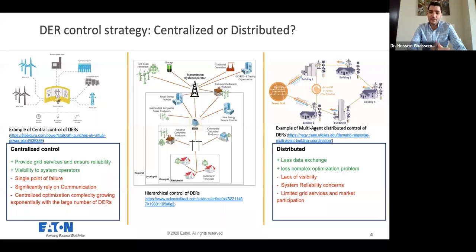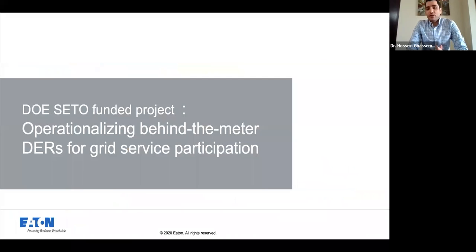If you go to the next slide. So this is the current project that we just recently got funded by DOE, about three weeks ago. It's about operationalizing behind-the-meter DRs for grid services. And I think this platform can help us achieve all the things that I've discussed here. Next slide, please.